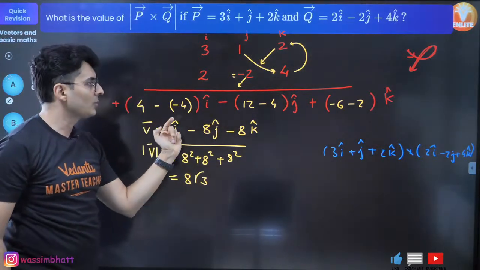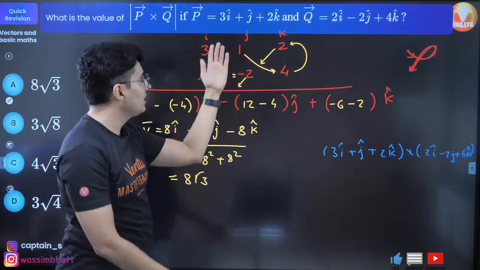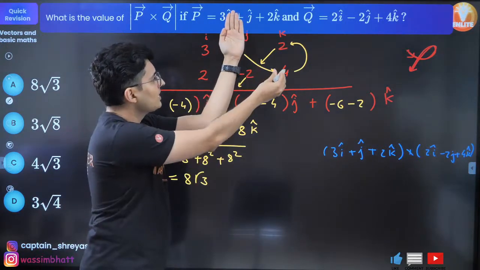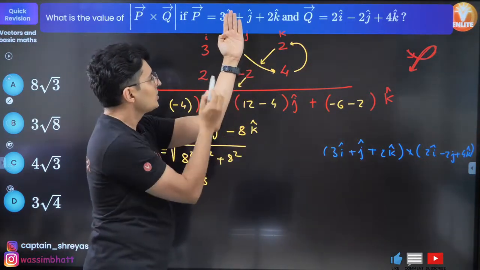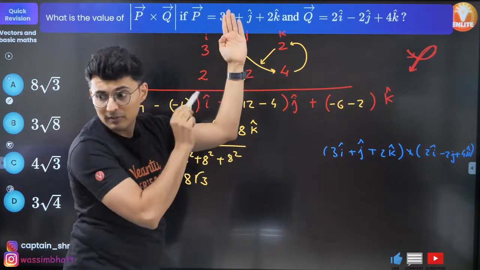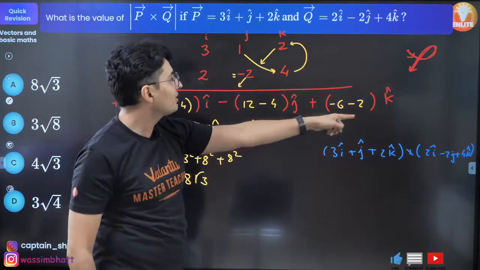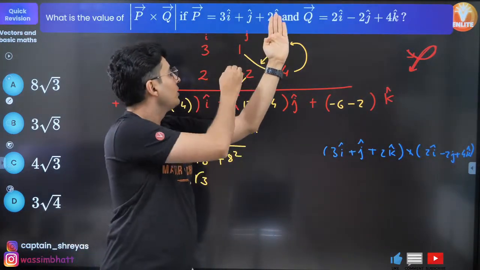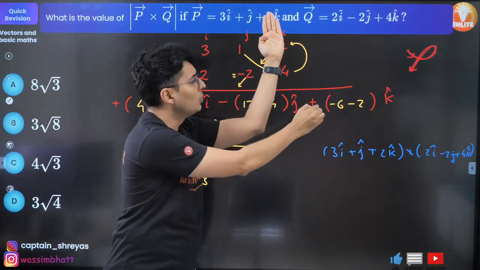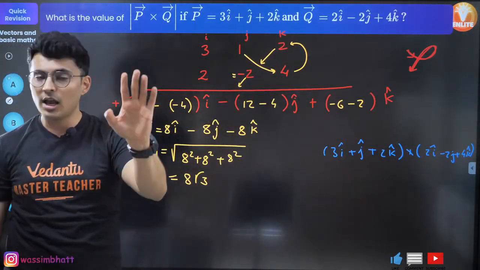So subtract the two. When you want j cap's coefficient, forget this. 3 into 4 is 12, 2 into 2 is 4. So 12 minus 4. Always put this minus this. Last one, forget this. 3 into minus 2 is minus 6, 1 into 2 is 2. Subtract them. That's it. I hope this is clear.